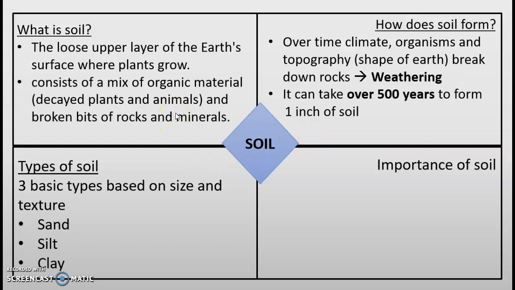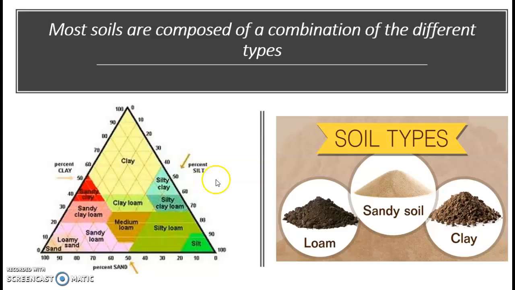So there are 3 basic types of soil: sand, silt, and clay. These are based on how big the grains of soil are, as well as the texture, how they feel. It is important to note that most soil is actually a mix of some form of these. So you can have sandy and silty soil, or silty clay soil, and then we also get it broken down into other subcategories like loam, peat, that we'll talk about later in the year.